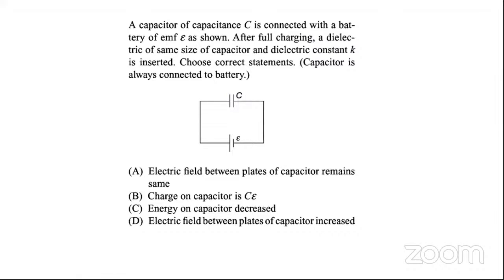Okay, first question is on your screen. A capacitor of capacitance C is connected with a battery of EMF E as shown. After full charging, a dielectric of same size as the capacitor, remember it is the same size, and dielectric constant K is inserted. Choose the correct options. And remember, the capacitor is always connected to the battery, it is not removed. Tell me out of these four options, which one looks correct?